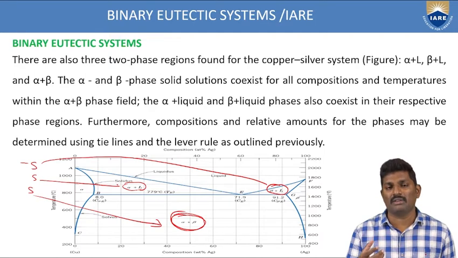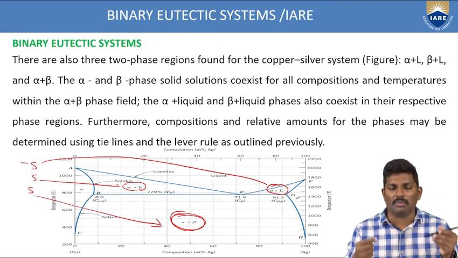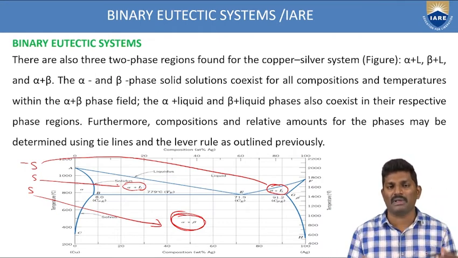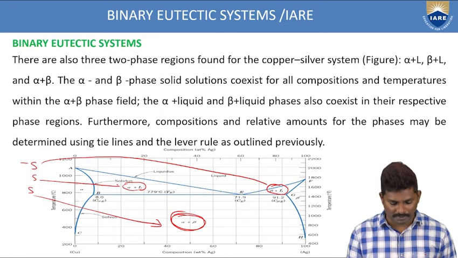So what is the lever rule method? We have to draw a line which should contact between the two phases. Wherever the intersection points are, from those intersection points you have to draw perpendiculars. And from those perpendiculars, you can easily identify the percentage composition of the silver as well as the copper.